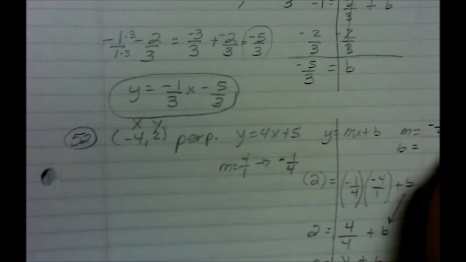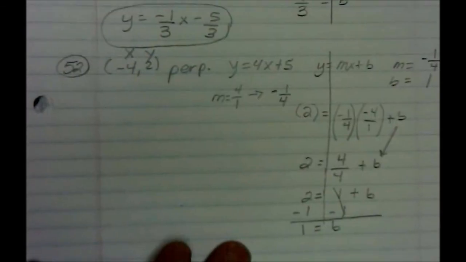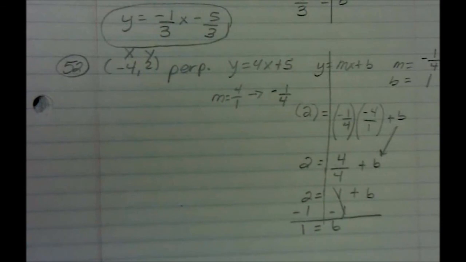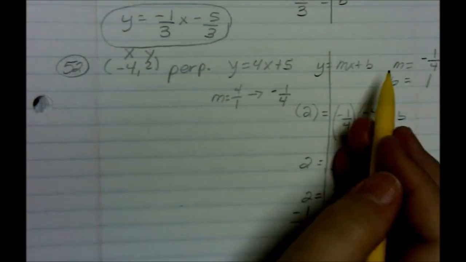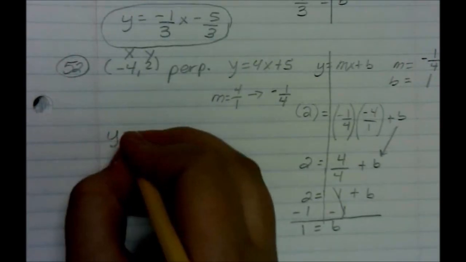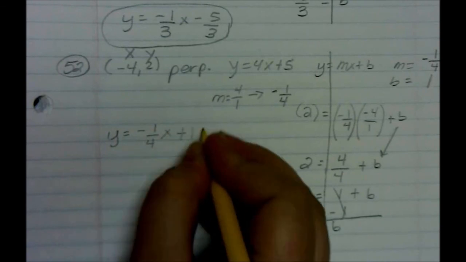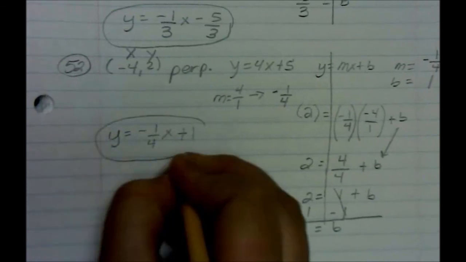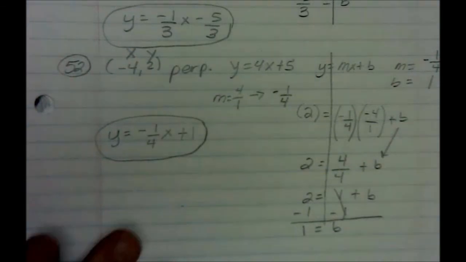Again, don't forget I am not finished yet. Sorry about that, guys. Remember, I'm not finished yet because I still have to write this as an equation. So my equation will be y equals negative 1 over 4x plus 1. So that's the end of that objective.